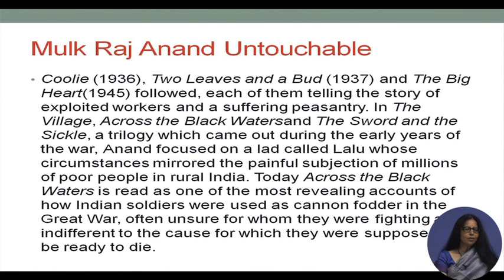Now, most of his novels narrate the nation from the perspective of the subaltern. His characters are all working class. Coolie, in the novel Coolie; in Untouchable, we have a Dalit character who is the protagonist of the novel; and a soldier in Across the Black Waters.